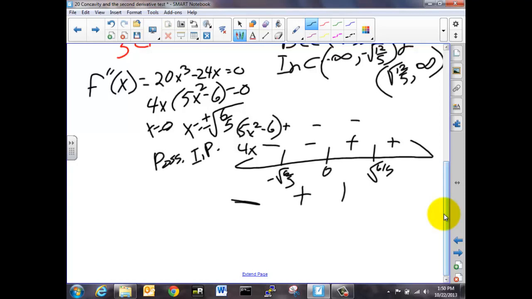What's bigger than root 6 over 5? 10. A million. Just anything that you know is bigger than that. 10 squared is 100. 500 minus 6 is going to be positive. So it's going to be positive. Is that really our sign line? Third one's, oh yeah, it is, isn't it? I wrote positive. I was thinking negative, but okay. So yes, all of these are inflection points.